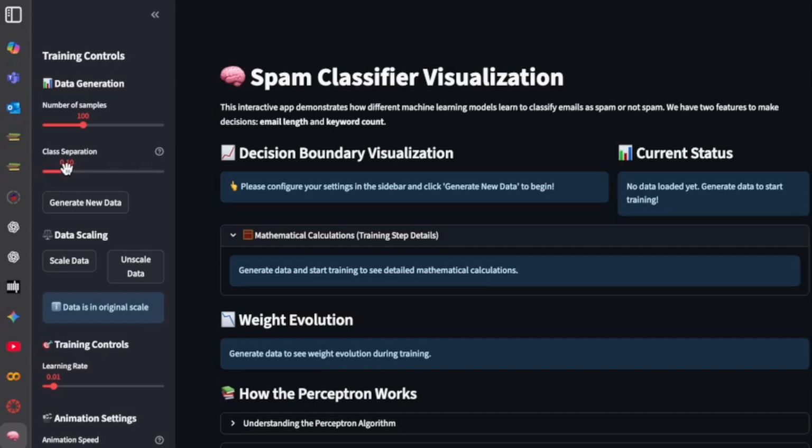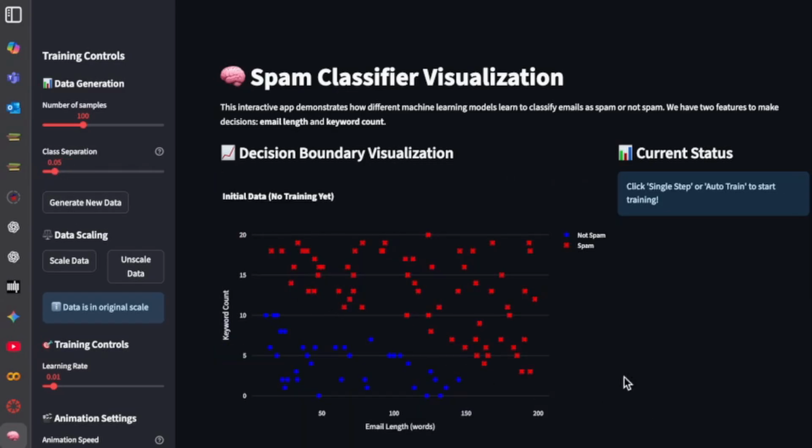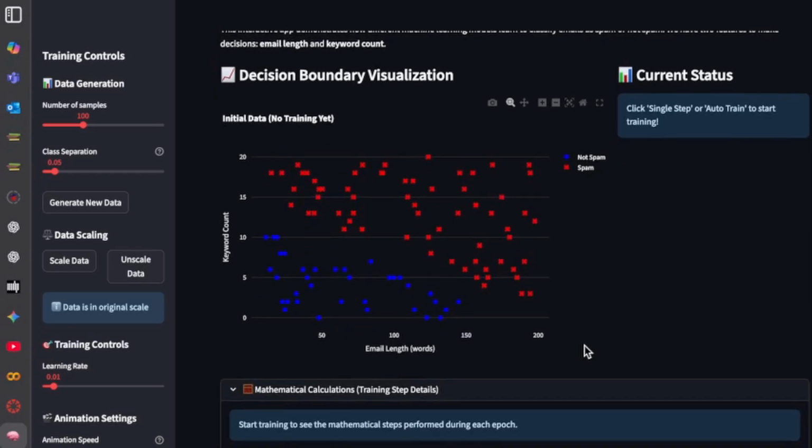I'm going to generate some data here. So we're going to generate 100 samples, and I'm going to keep the separation kind of close. The blue points here are emails that are not spam, and the red points are spam. We have two features: email length on the x-axis, and the number of keywords that would lend themselves to being spam. You can see that the fewer spam keywords and the shorter emails tend to be not spam, and then on the other side, and I did this on purpose so you could draw a straight line through and separate the two classes. We're going to look at how different models do that in terms of drawing this dividing line for classification.